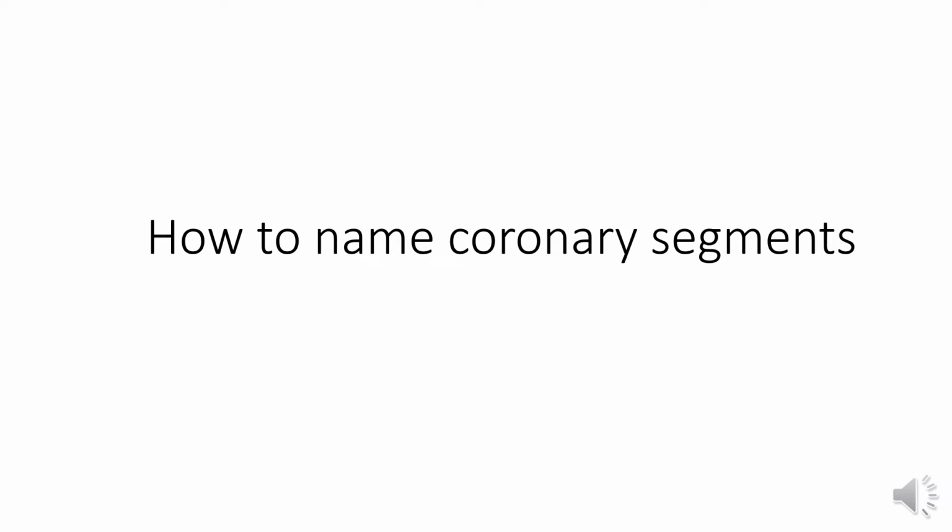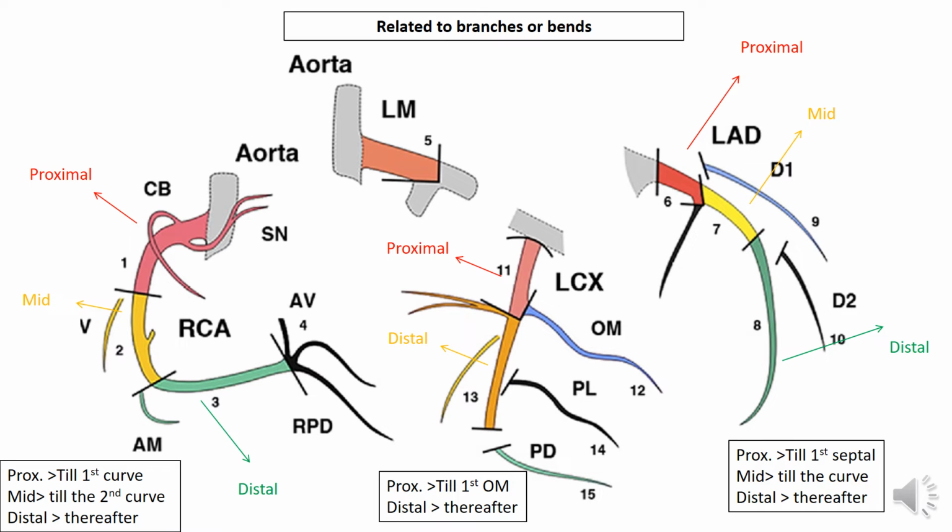So coming to the next question, how to name coronary segments. Starting from the left system, the left main artery gives rise to the left anterior descending artery and the left circumflex artery. The left anterior descending artery, or LAD, is composed of three segments: the proximal segment ends when the LAD gives the first septal or first diagonal branch, the second segment ends when the LAD bends downward, and the third one is the continuation of the LAD till the apex of the heart.